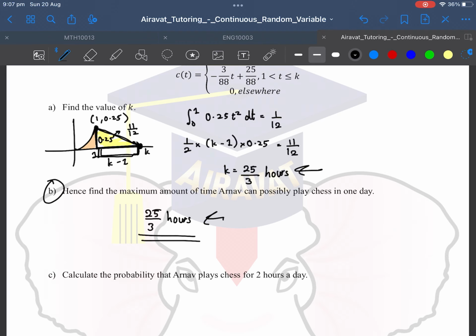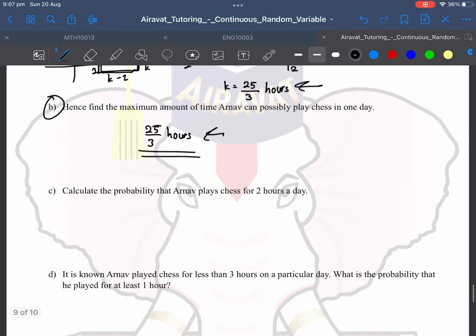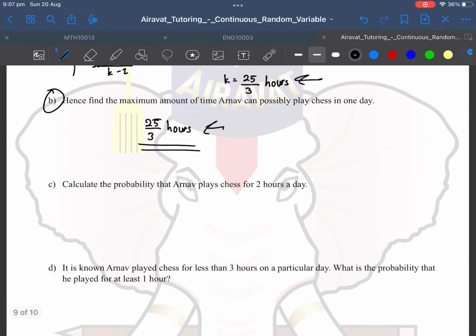Between 0 and 5%. Yeah. So if you want to be out there, flex on them, haters, just know what you're doing, just know what a variable is meant for. Okay? Calculate the probability that Arnav plays chess for 2 hours a day. So, can we calculate that?